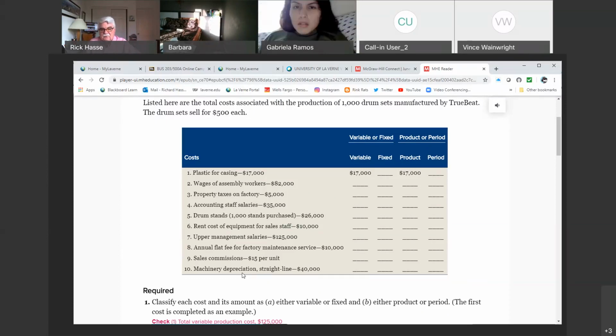Notice the difference. Upper management salaries was fixed, but it was a period cost because it has nothing to do with the actual production of the cost per unit of the product. The annual flat fee is a fixed cost, but it has to do with the factory, then it's a product cost. It would be factory overhead. Exactly right. All right, here's the next one, number 9.